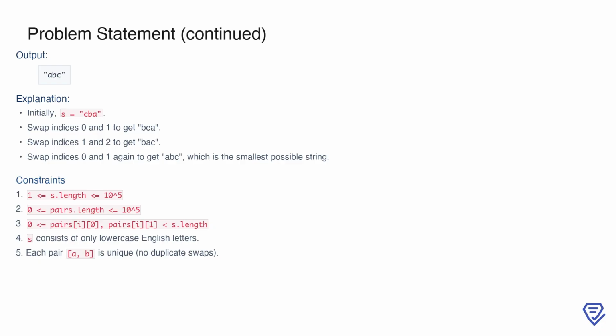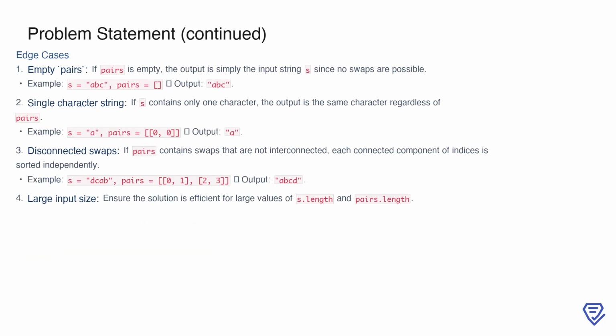This example highlights how multiple swaps, even involving the same indices, can be used to gradually refine the string into its smallest lexicographical form. When solving this problem, it's important to consider a few key edge cases. First, if the pairs array is empty, no swaps can be performed, so the output is simply the input string S. For instance, if S equals "abc" and pairs equals [], the result is ABC. Second, if the string contains only one character, the output will always be that character, regardless of the pairs array. For example, S equals "a" and pairs equals [[0,0]] will result in A.